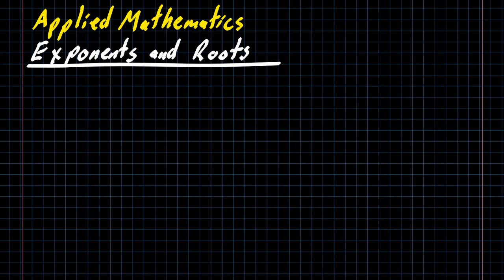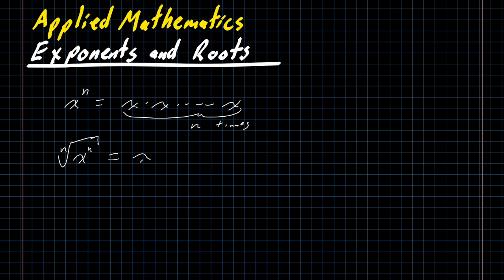Remind you that an exponent, x to the n power, means x multiplied by itself n times. And a root is the inverse of an exponent. So the nth root of x to the n is equal to x. Although I immediately have to put a giant asterisk next to this because that equality doesn't actually always hold true.